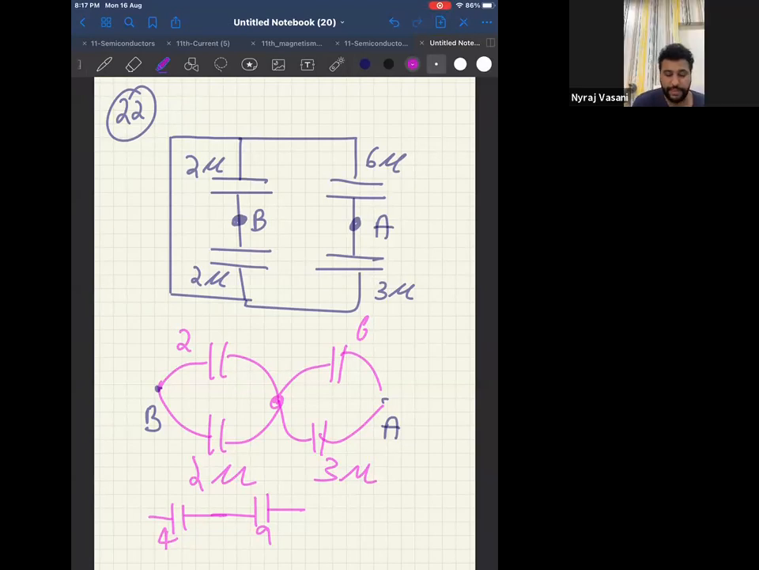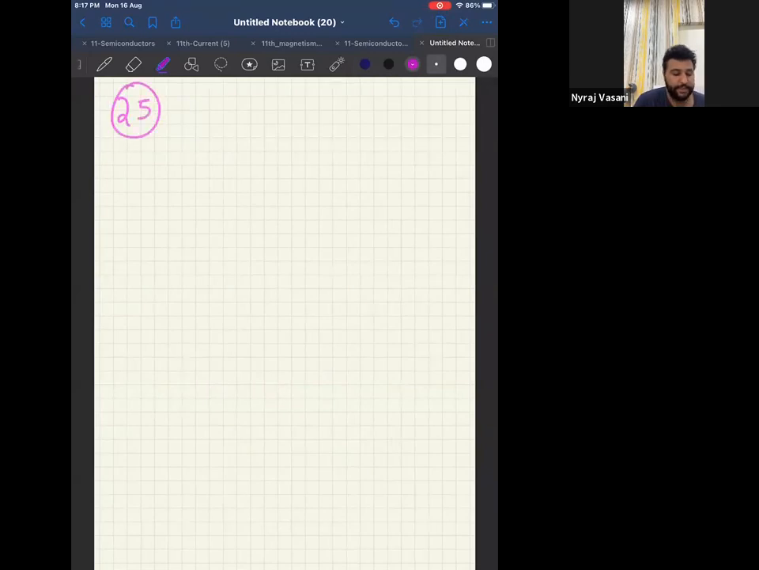We have done a similar one, but give me the answer quickly. Give me the answer for question number 25. Start. Question number 25. One minute.